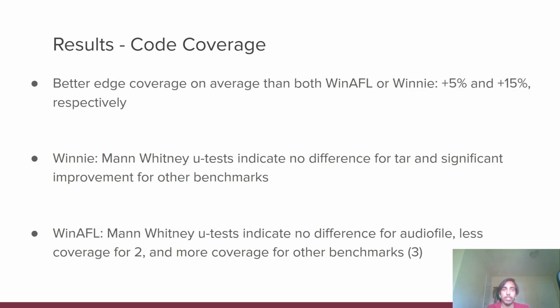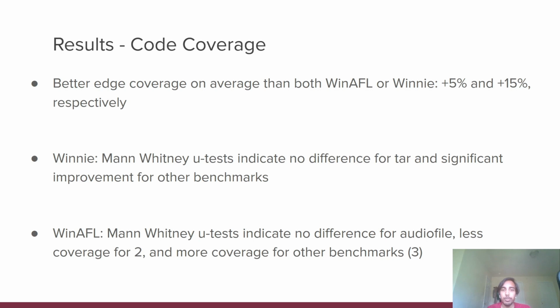Now, for code coverage. Code coverage is one of the most important evaluation metrics for a fuzzer. It tells us how much of the program logic was tested by the fuzzer. Now, our fuzzer WinFuzz outperformed both WinAFL and Winnie on code coverage, and it found on an average 5% more coverage than WinAFL and 15% more coverage than Winnie.